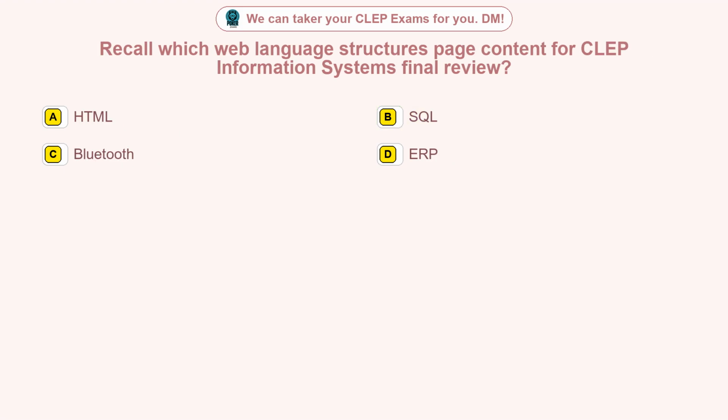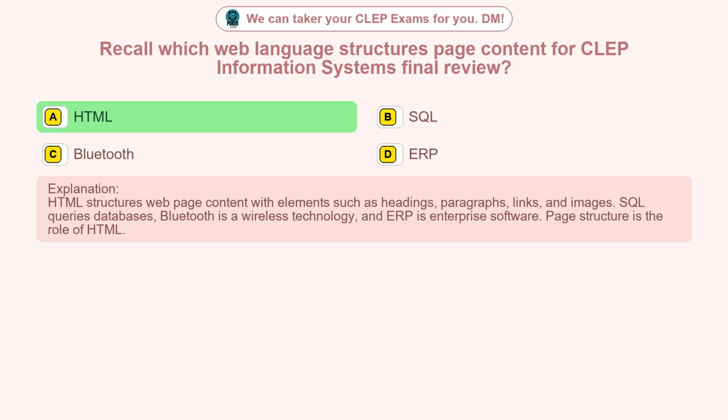Question 34. Recall which web language structures page content for CLEP Information Systems final review. Option A. HTML. Option B. SQL. Option C. Bluetooth. Option D. ERP. The correct answer is option A. HTML. HTML structures web page content with elements such as headings, paragraphs, links, and images. SQL queries databases. Bluetooth is a wireless technology and ERP is enterprise software. Page structure is the role of HTML.